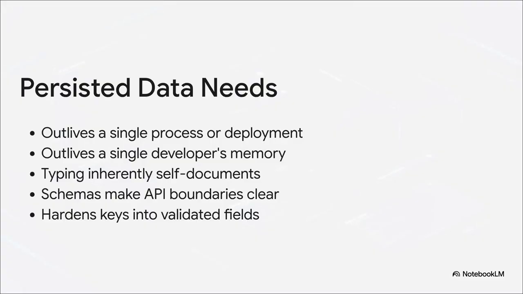And when you're persisting data across different container deployments or web APIs, strict schemas are absolute lifesavers. Remember, persistent state heavily outlives a single process. Honestly, it outlives a single developer's memory. Typing inherently self-documents your workflow. If you're embedding Burr in a FastAPI server, those schemas make your API boundaries crystal clear. It hardens loose strings like intent or citations into validated fields, catching bad JSON before it poisons your persistence layer.